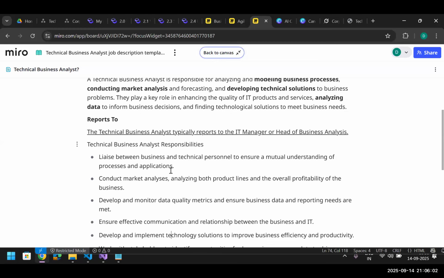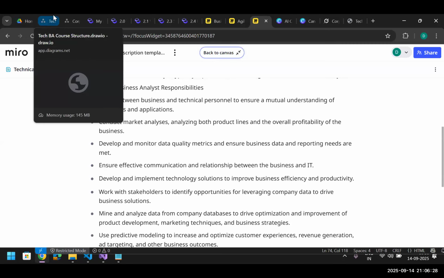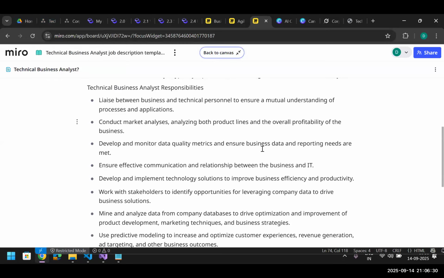And the technical business analysis responsibilities are: you should be able to act as a bridge between the business and the technical personnel, ensure mutual understanding. We keep saying that, right, as a business analyst. And develop and monitor data quality metrics, sometimes using reports. That's why we are introducing Power BI as one of the components in our business analysis core curriculum.